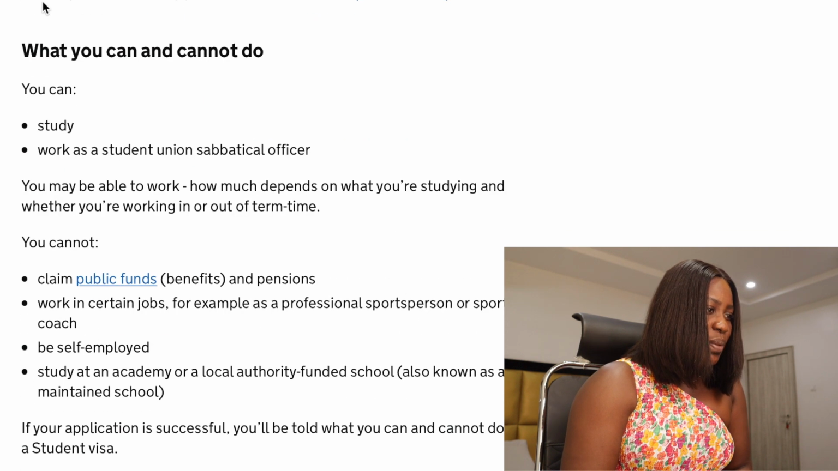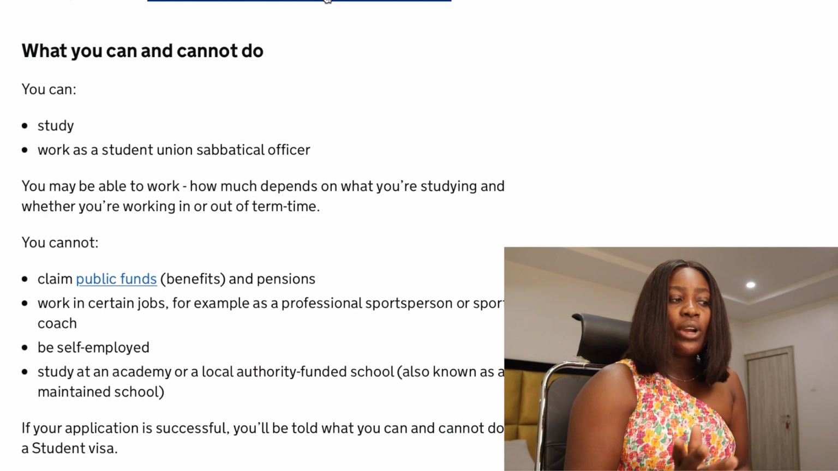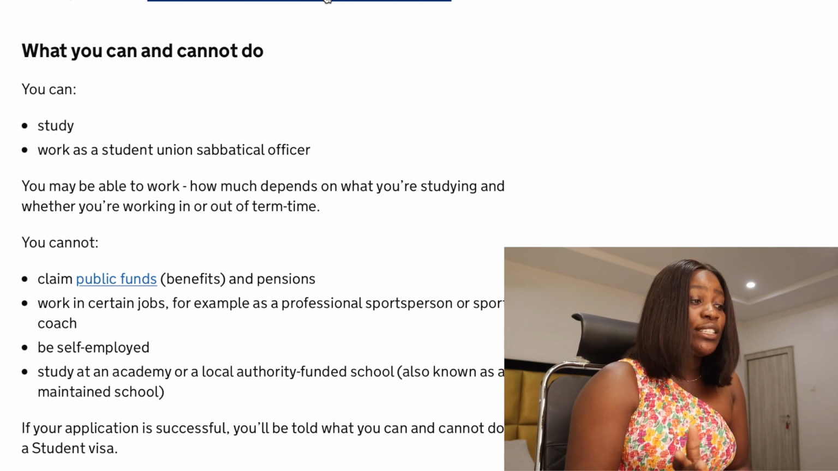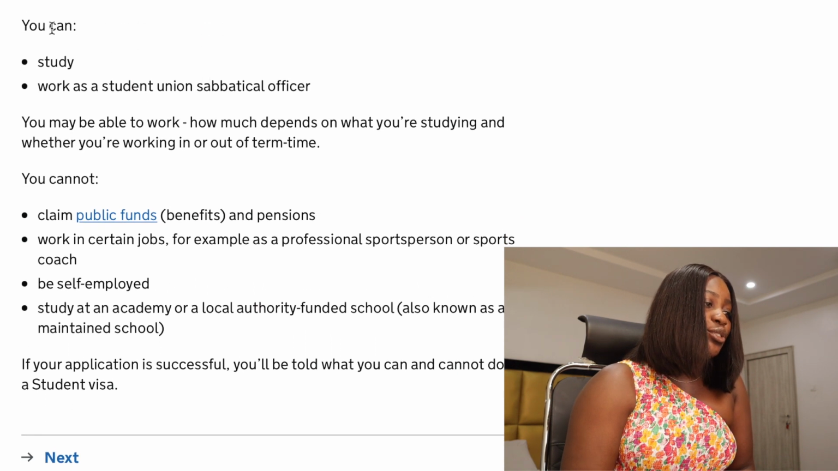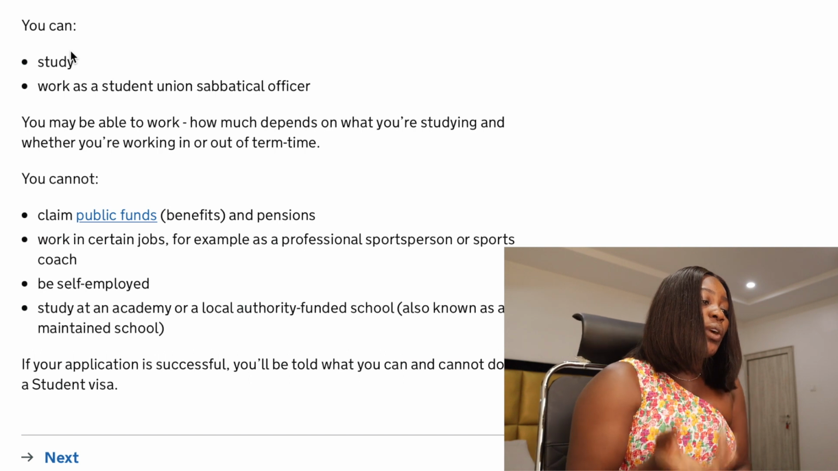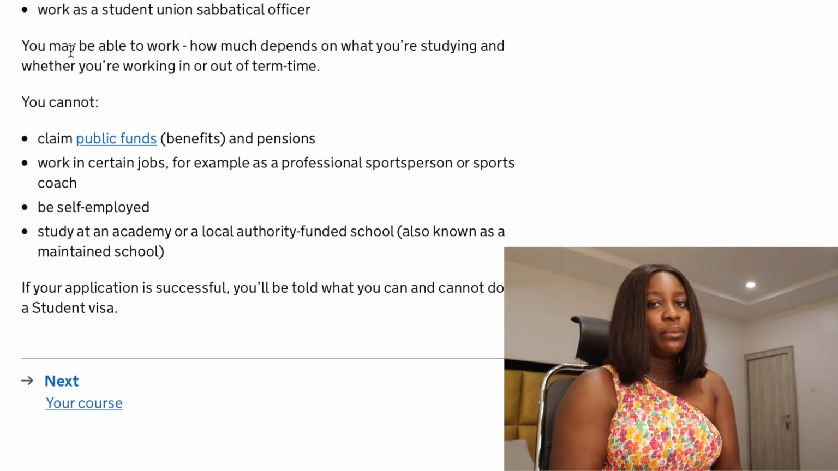Now let's proceed. Your partner and children. You may be able to bring your partner and children under a student visa. They are your dependents. What you can and cannot do. You can study. You can work as a student union sabbatical officer. You may be able to work. How much depends on what you're studying and whether you're working in or out of term time. When your visa decision comes, the visa letter will come with all the conditions that accompany your visa.